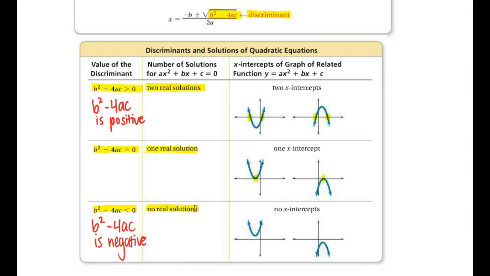So that means the parabola is not going to intersect the x-axis at all visually. So you can see in both of these parabolas, they do not cross the x-axis. That means there are no x-intercepts and no real solutions. So these are the three possibilities when working with a discriminant.